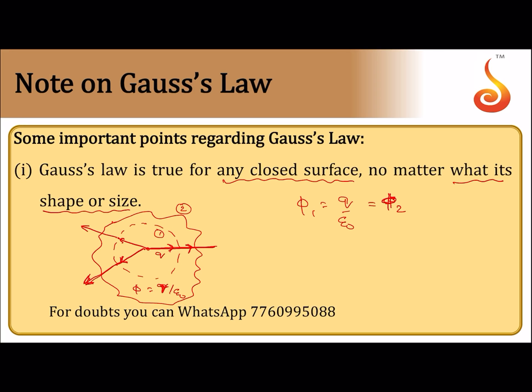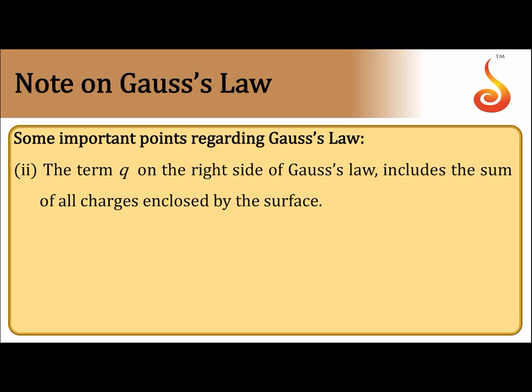Okay, kindly note it down, first line. You don't need these diagrams and explanations, but make that statement. Number one, Gauss's law is true for any closed surface, no matter what its shape or size. Okay, good. Point number two. So what is Gauss's law? Flux equals Q enclosed by epsilon naught. So the second point, please write it down, states that the term Q on the right-hand side of Gauss's law is the sum of all charges enclosed by that surface.